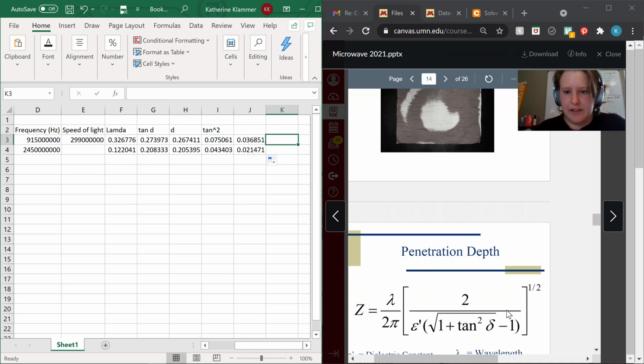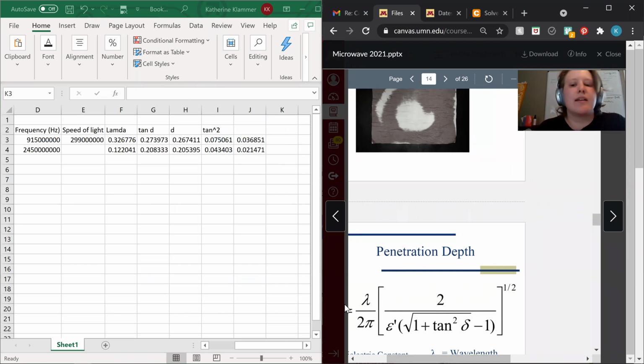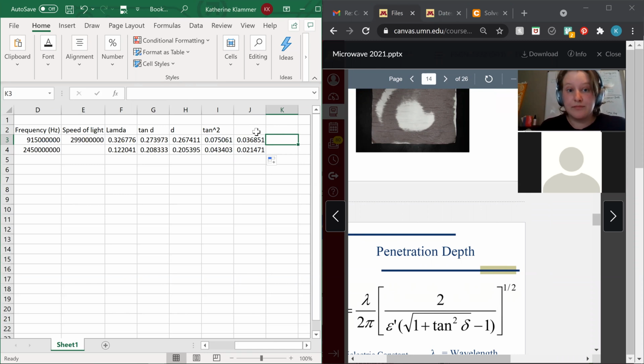Okay, so that's everything in the parentheses here. And then, wait, could you really quickly show what was in cell 3J again? Yep. So that's just 1 plus the tangent squared of d. So this is tangent squared of d here in I. So 1 plus that, and then the square root of that, and then minus 1. So that's this part of the equation here that's in parentheses.